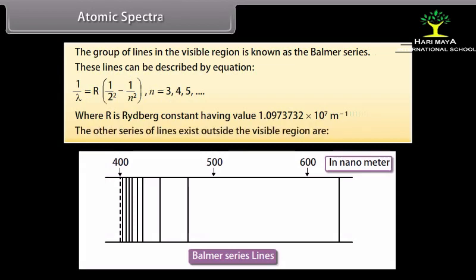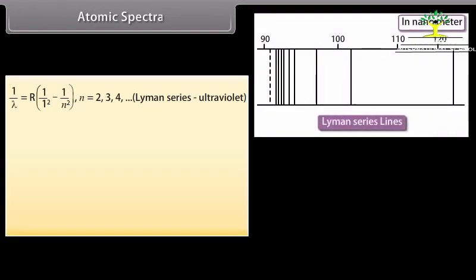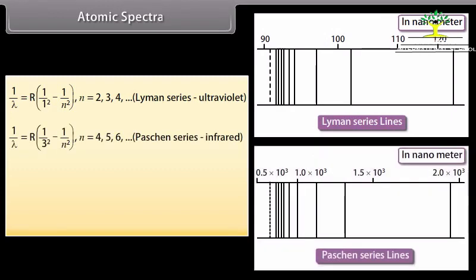The other series of lines that exist outside the visible region are the Lyman series, which is given by 1 upon lambda equals R times 1 upon 1 square minus 1 upon n square. Here the value of n may be 2, 3, 4, 5 and so on. Paschen series, which is given by 1 upon lambda equals R times 1 upon 3 square minus 1 upon n square. Here the value of n may be 4, 5, 6, 7 and so on.